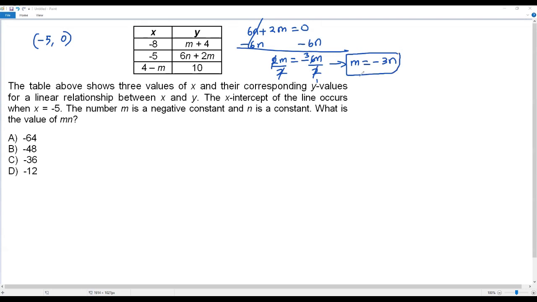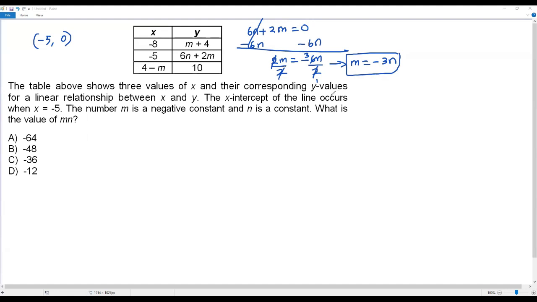Once I get the value of n, I can plug in the value of n here and get the value of m. And one more thing we can notice: m is a negative constant. If m is a negative constant, then n has to be a positive constant because already we have a negative value here, -3. Only if n is positive, when this positive is multiplied by -3, will I get a negative value for m. So n must be a positive constant.